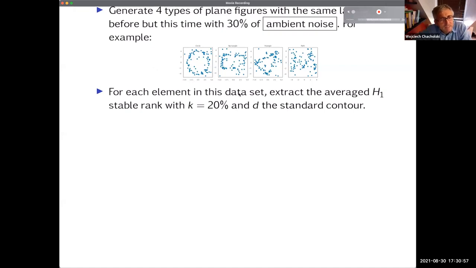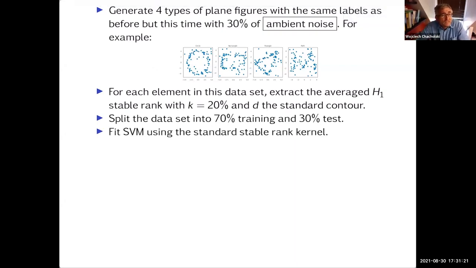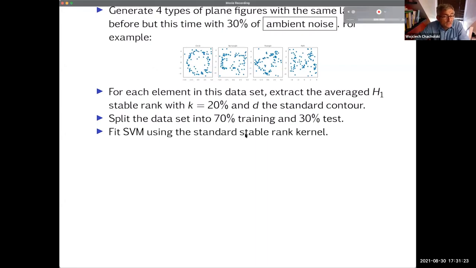Now, for each element in this data set, extract the averaged H1, using the apparatus I described before. Stable rank, with K at 20%, so in this case it's 40, because it's 200 points. And D is the standard contour. Let's not vary D here. Split the data as before, 70-30. Fit an SVM using the standard stable rank kernel. Repeat the whole procedure 20 times.